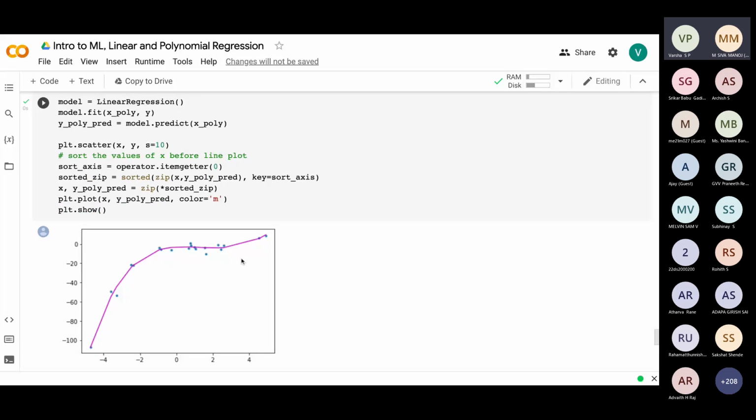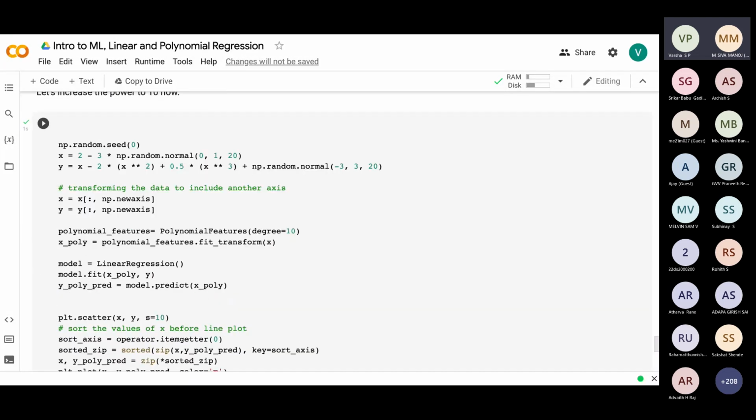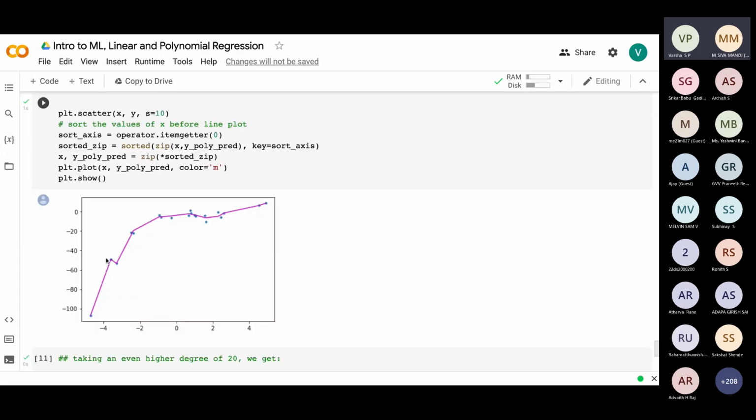So this might be a case where you'll see that this might be the correct fit, right? So how do you know that? If you move ahead to degree 10, suppose, you'll see that most of the points are fit, and its variance is high. So this is a case of overfit, right?